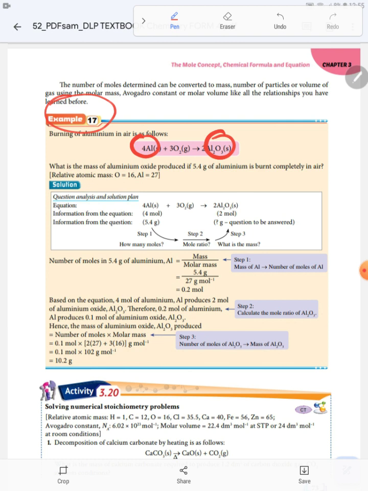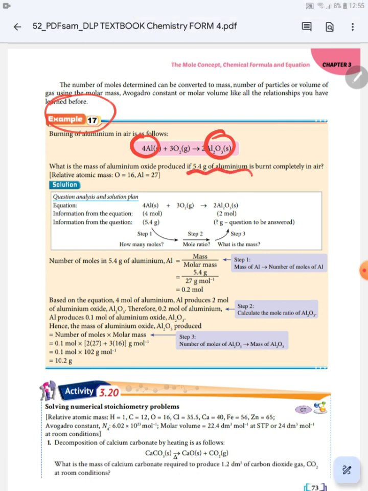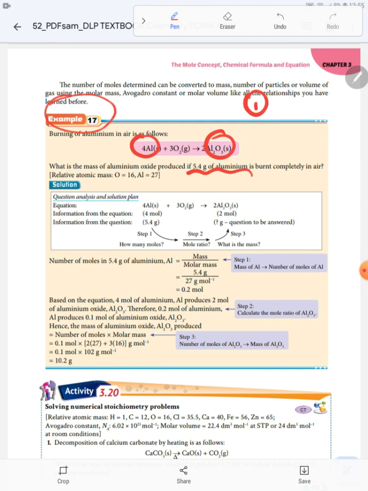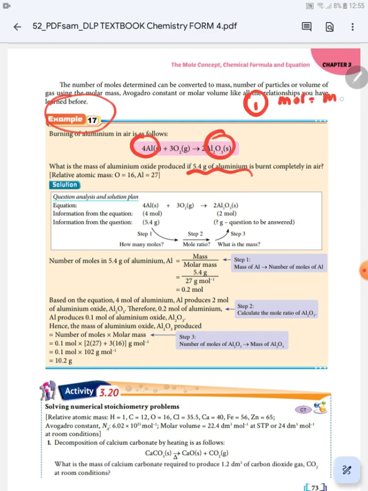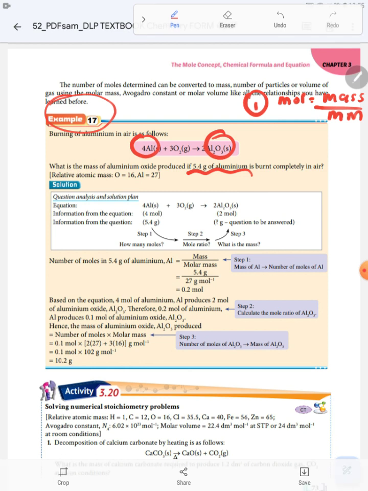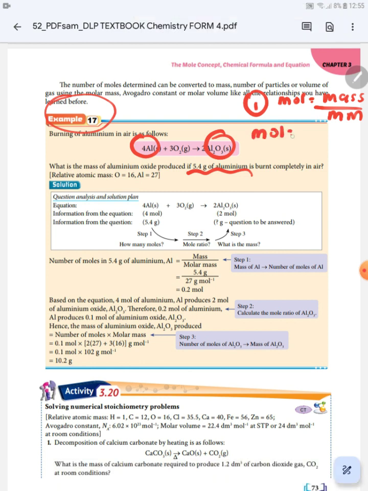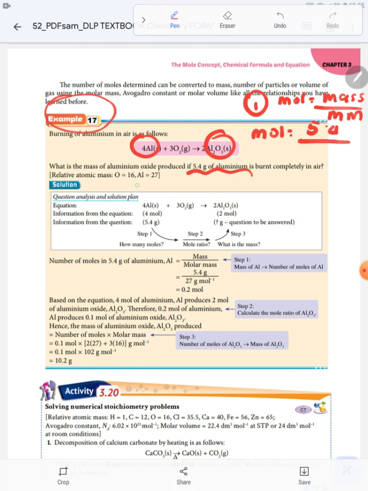Okay, what is the given information here? The mass of aluminium. Okay, so first step is you need to get the number of mole of aluminium. So we use the relationship between number of mole and the mass. Mole equals mass over molar mass. So what is the mole? Mole equals mass, which is 5.4, divided by the molar mass of aluminium, which is 27.